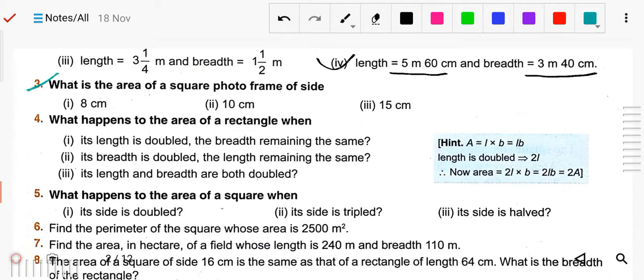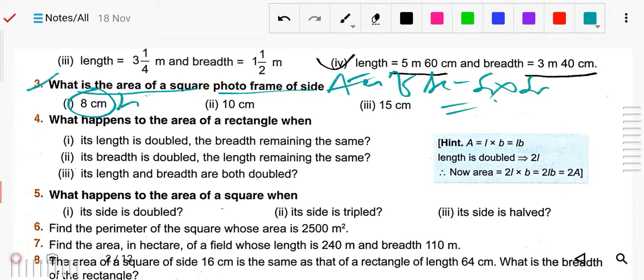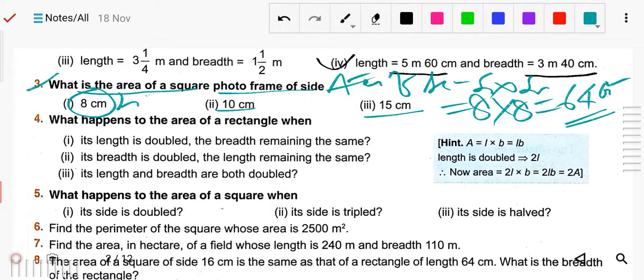Now question number 3, what is the area of the square photo frame? Means you have to find the area of a square. So what is the area of a square? Side into side. Here the side is given, 8 centimeters. So you have to write the formula, area of square equals side into side, which is 8 into 8. What will be the value? 8 into 8 will be 64 centimeter square. Likewise, you only have to write the formula and multiply. 10 into 10 is 100, and 15 into 15 is 225 centimeter square.